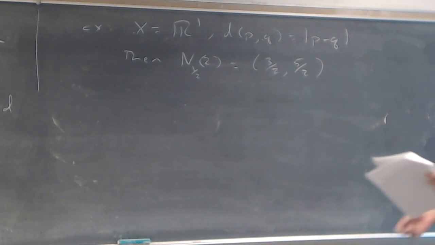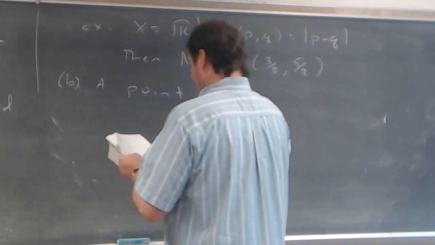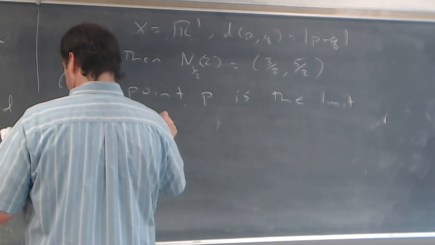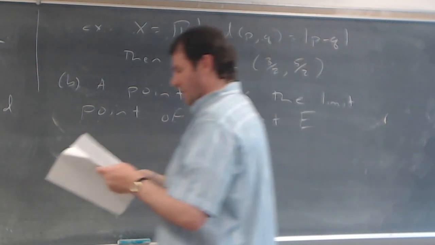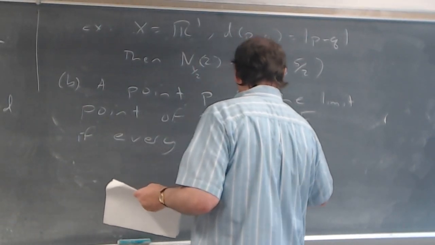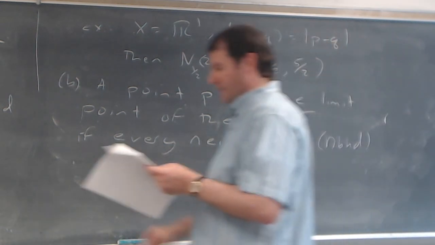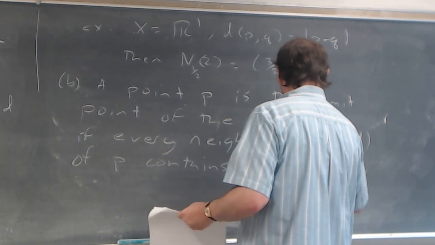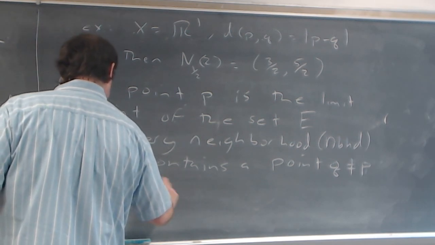So for now. Okay. Another definition: a point P is a limit point of the set, sometimes it's called an accumulation point, of the set E. So it's a limit point relative to the set E, if every neighborhood, and we usually abbreviate neighborhood, it's a long word, sometimes we just write NBHD, if every neighborhood of P contains a point Q that's different from P, such that Q is in E.